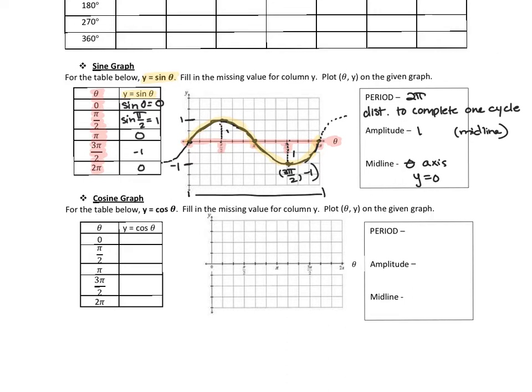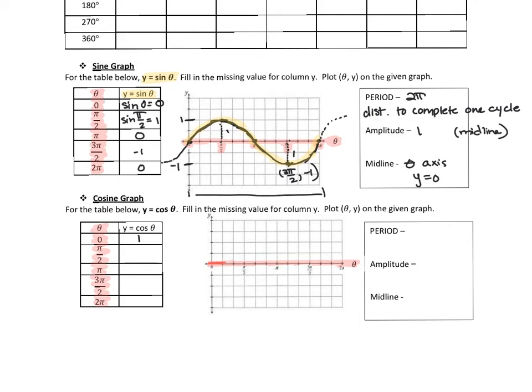So let's take a look at our cosine graph. Our cosine graph, let's fill in our cosine table, again from our unit circle. My x coordinate, if you will, is my theta. That's my theta axis. So this is my theta coordinate, and I'm going to calculate my y value. So let's look at my unit circle and find the cosine of 0 degrees, which is 1. I'm looking at my x coordinate.